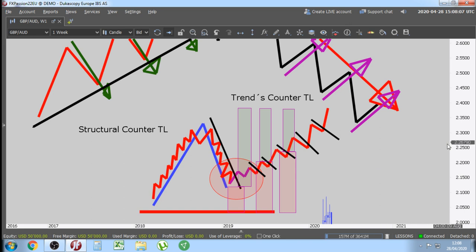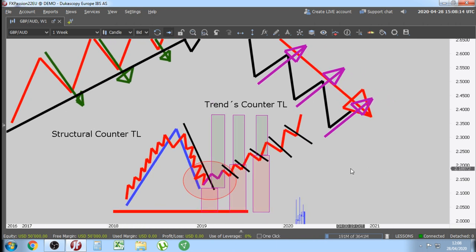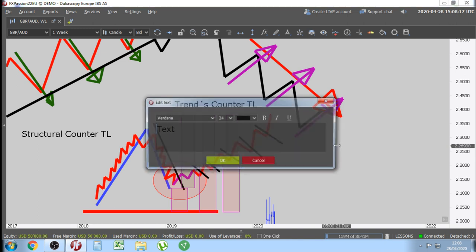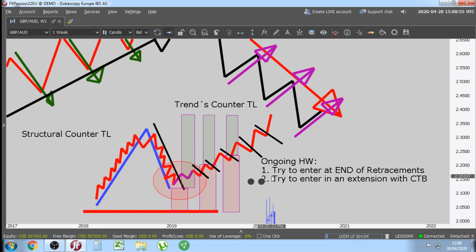Anyway, if you're a beginner trader, everybody, try to enter if you can. So this would be your homework as a trader. Ongoing homework, let's write this down. It never stops. Number one, try to enter at the end of retracements. And number two, try to enter in an extension with CTB, counter trend line break. So this is your ongoing homework, everybody.